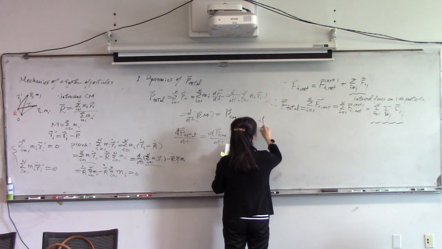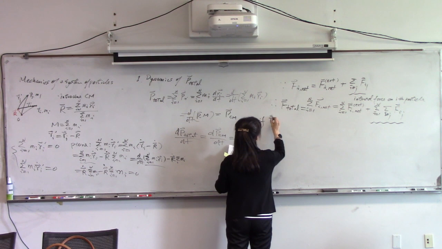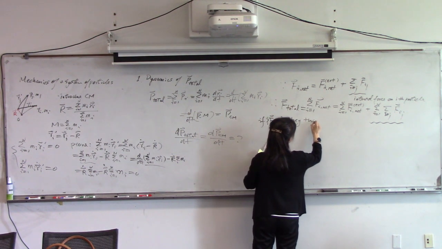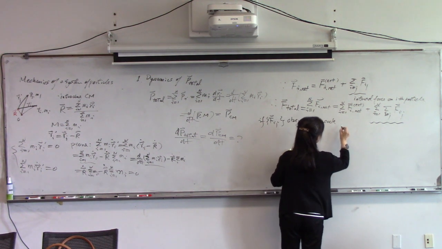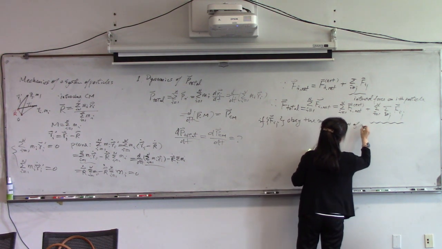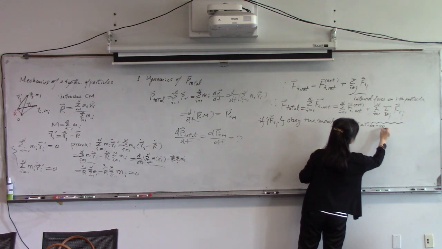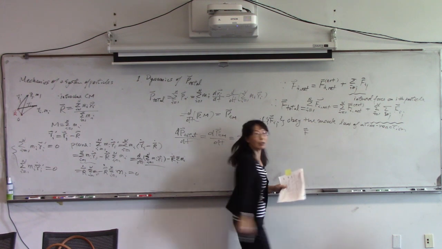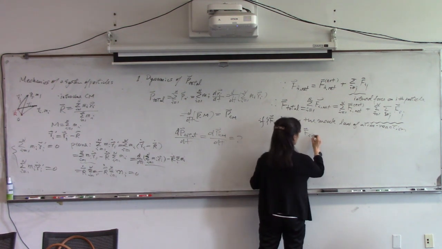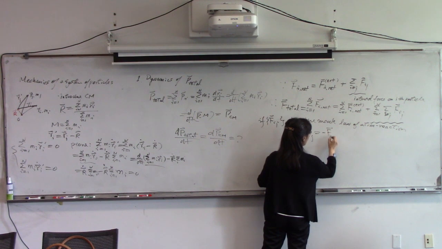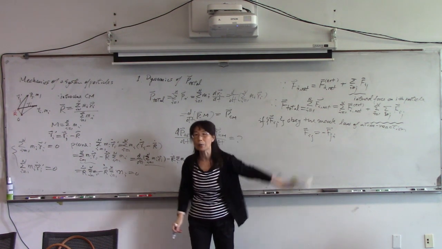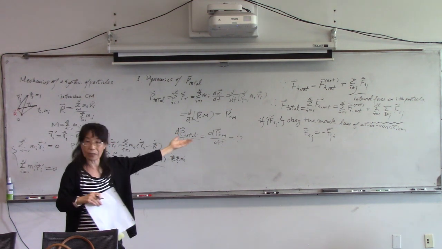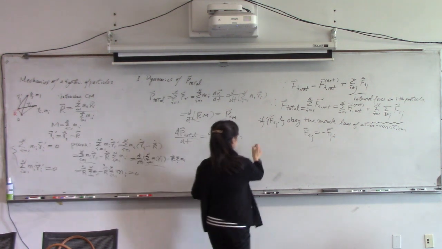So let's introduce the so-called weak law. If F_ij obeys the weak law of action-reaction, what is that? That is Newton's third law: F_ij is always equal to F_ji but in the opposite direction. That is the weak law, and in most cases we know that it is followed.